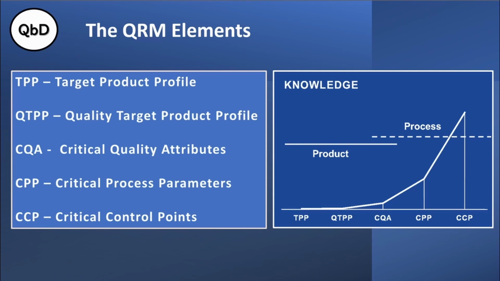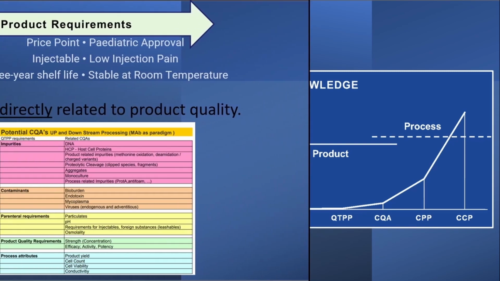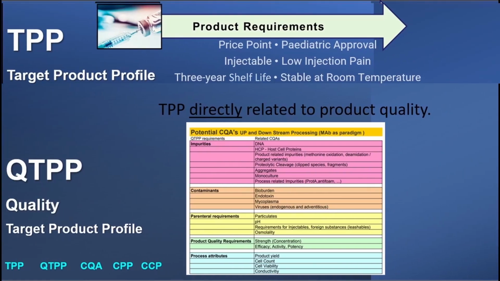We will begin by defining the elements listed on the left and then follow with a brief example of how they are used in development. The TPP is the Target Product Profile, and it is a complete list of the product requirements as defined by the business. Some examples are listed here.